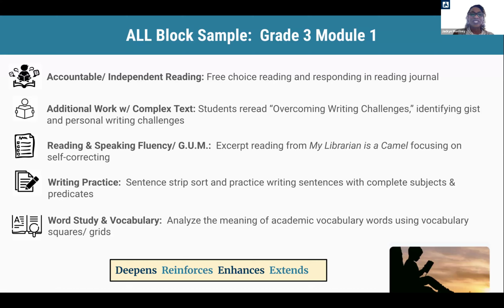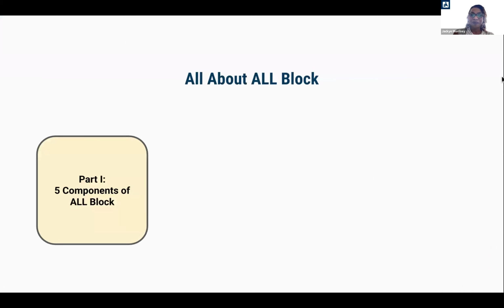They're reinforcing those skills that they've been working on in the module lesson. The things that they've learned in the modules are being enhanced by the work that they're doing with the all block. And all of these different activities extend students' learning so that they can grow and become proficient and fluent readers. This was section 1, part 1, 5 components of all block.